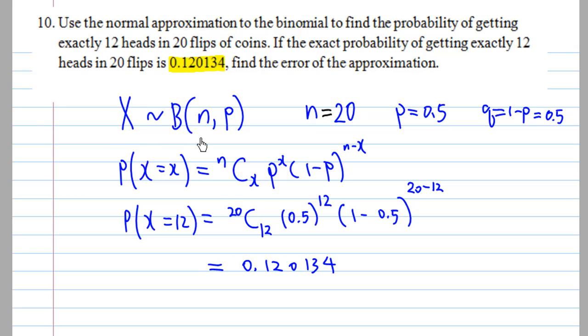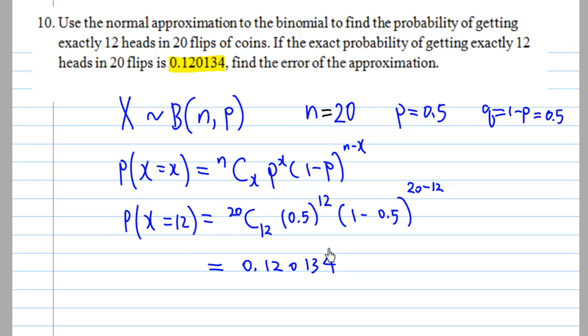X is binomially distributed with n and p, where n equals 20, p equals 0.5, and q equals 1 minus p, also 0.5. Then the probability of X equal to small x is nCx, p to the power x, 1 minus p to the power n minus x. Putting n equal to 20 and p equal to 0.5, the probability of X equal to 12 is 20C12, 0.5 to the power 12, 1 minus 0.5 to the power 20 minus 12, and that gives me 0.120134 if you press the calculator.